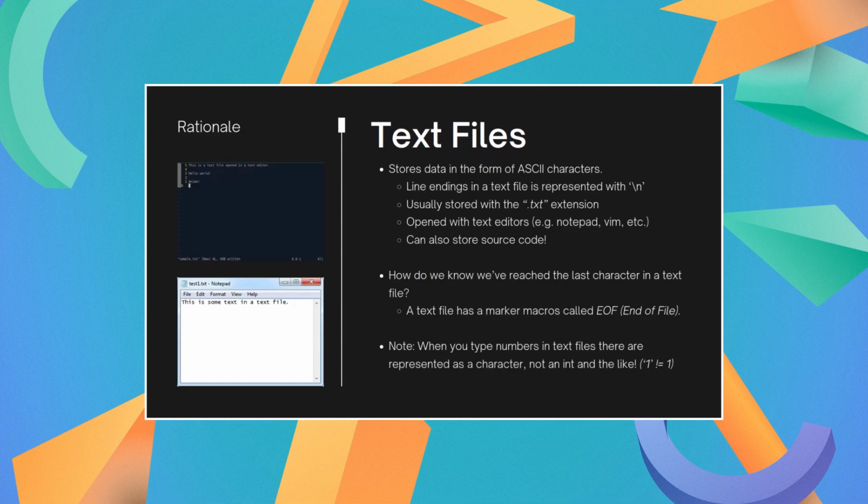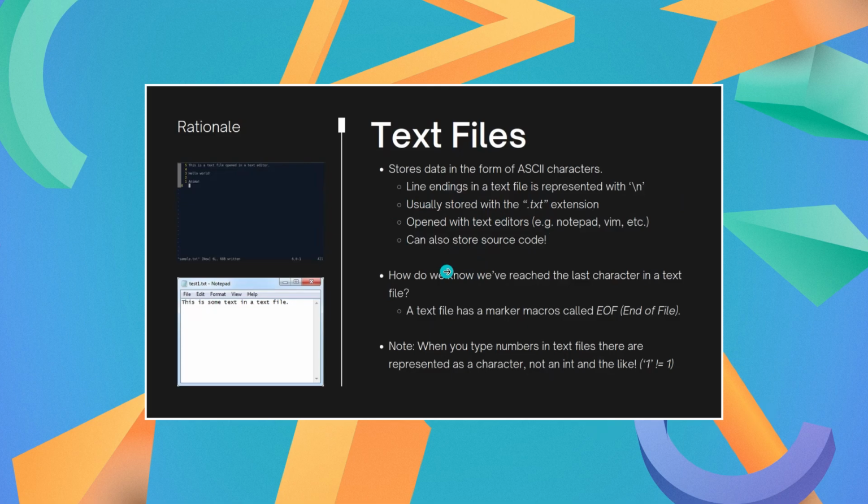Now, moving forward, the primary files that we'll be working with are text files and binary files. Starting first with text files, as you can see, here are a few examples of text files that I've opened in a text editor, such as Vim and Notepad. Text files store data in the form of ASCII characters. They are usually stored with the .txt extension, and they can frequently be opened with text editors of your choice. As data is stored in characters, we can often find the \n or the newline character at the end of a line in order to indicate a new line.